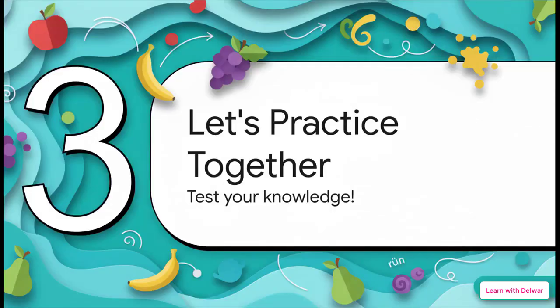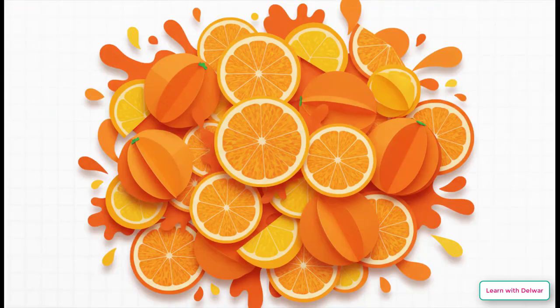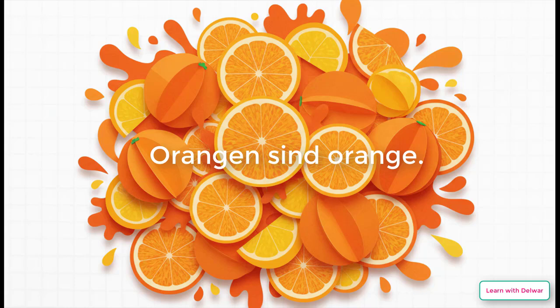All right, time to practice together. You've got the words, you've got the grammar. So here's what we're going to do. I'll ask a question in German. I'll pause for a few seconds to give you a chance to think, and then we'll go over the answer together. You ready for this? Let's go. Okay, first question. Was sind Orangen? What do you think? The answer is orange, of course. And if you want to say the whole sentence, it's Orangen sind orange. See? You got this. Great job.